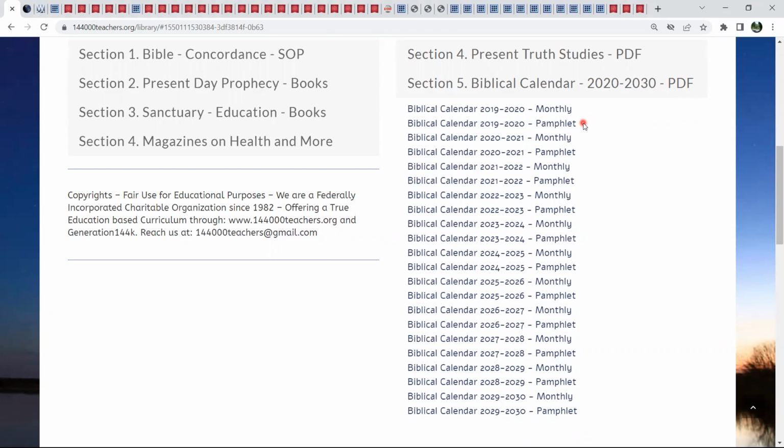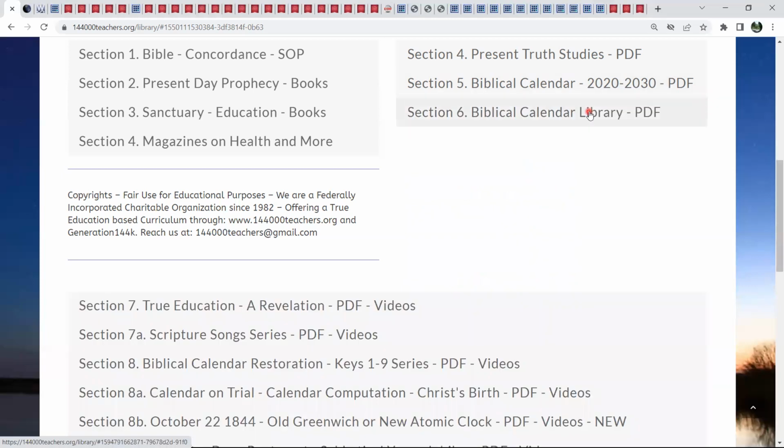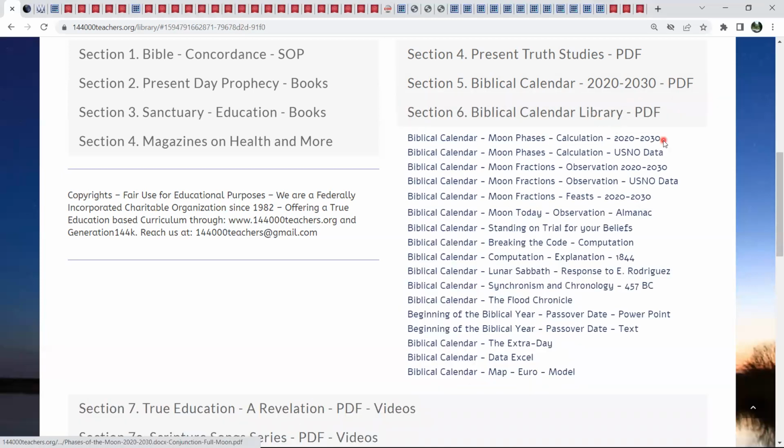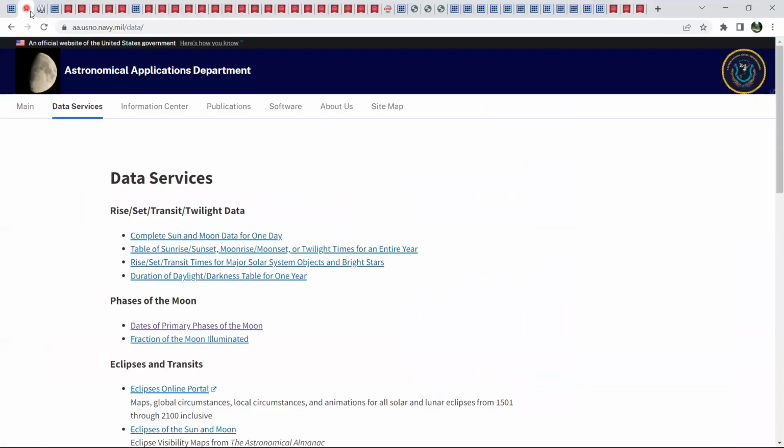The purpose of this study is to show you when a year is a common year and an embolismic year. We will be explaining this more fully as we proceed, more specifically in section number 6, using the moon phases for calculation and the moon fraction for observation. To do so, we need the data found on the official website of the United States government, the USNO, which is the United States Naval Observatory, using specifically the dates of primary phases of the moon and the fraction of the moon illuminated.